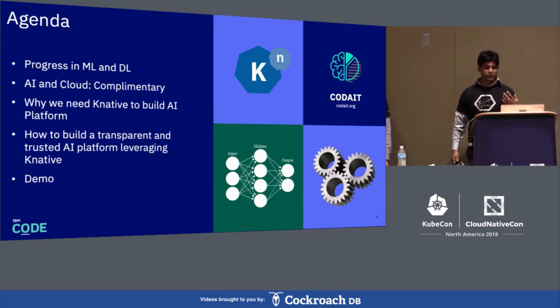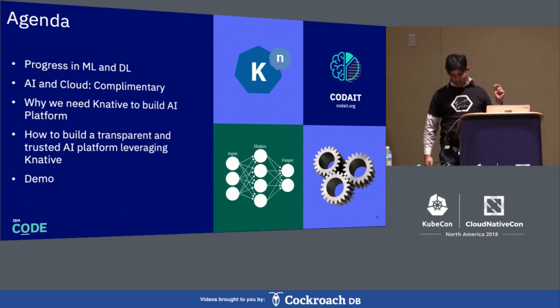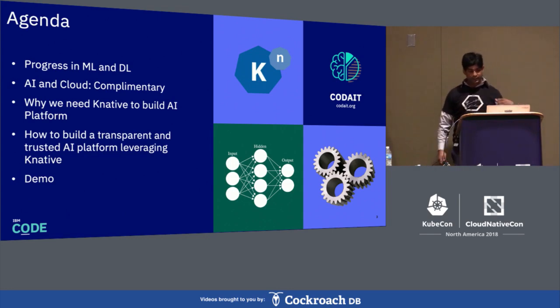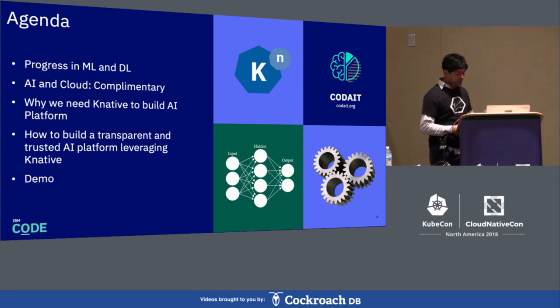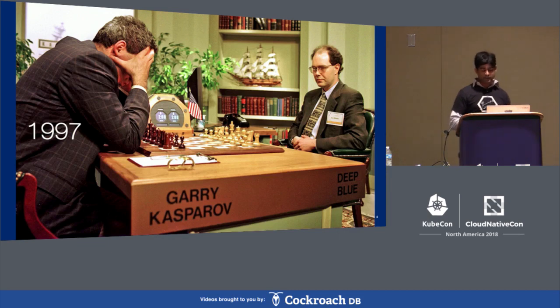What are we going to talk about today? Essentially, some progress in machine learning and deep learning in general, why we think AI and cloud are complementary. Then one of the questions, right, why do we need something like KNative to build an AI platform? Is it really needed? And then how do we build a transparent and trusted AI platform leveraging KNative? Followed by a quick demo.